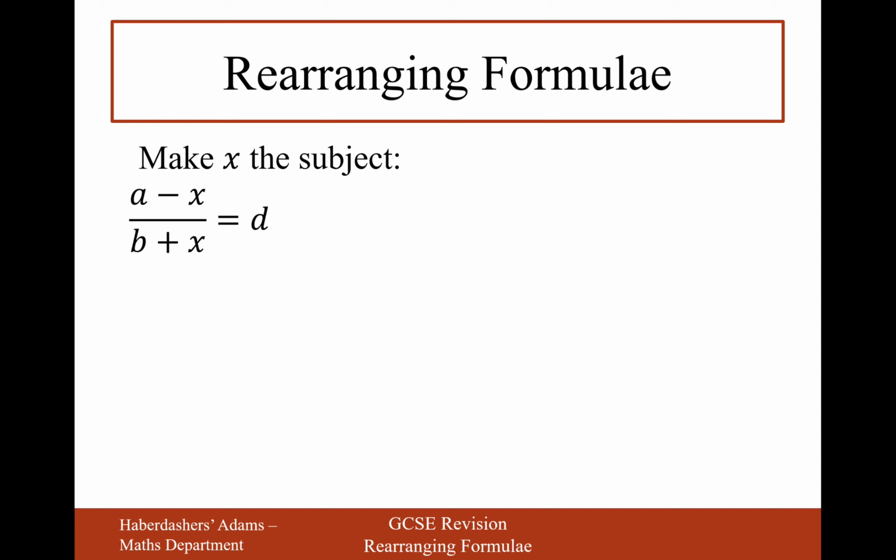Moving on to the next part, very similar to the one before, put the denominator in brackets and multiply it onto the other side. So first thing is to times by b plus x in a pair of brackets. So my answer is going to be a minus x equals d brackets b plus x. Then I think I'll expand the brackets, a minus x equals bd plus dx.